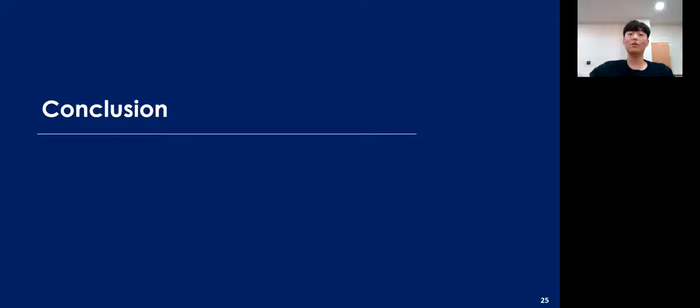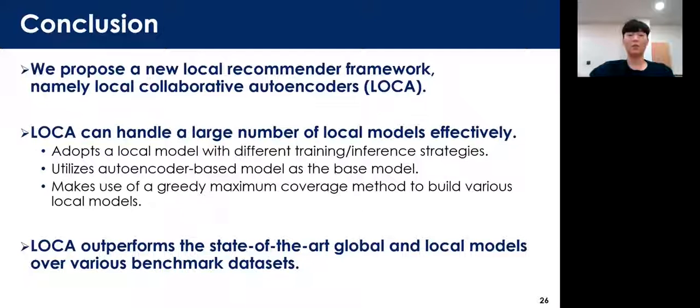Finally, let me summarize the overall contents. We propose a new local recommender framework, which can handle a large number of local models. It adopts different strategies for training and inference, and it utilizes a non-linear autoencoder-based model as a base model. And it uses an anchor selection method for maximizing coverage of local models. Last, we showed that our methods effectively capture local patterns by exhaustive experiments.